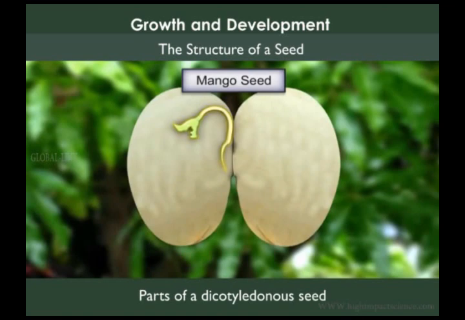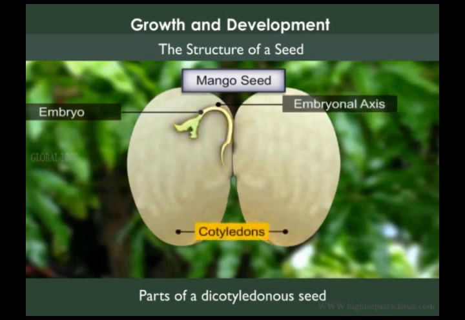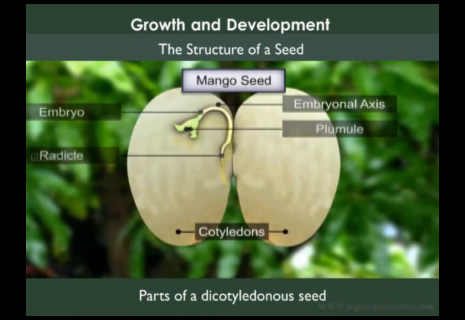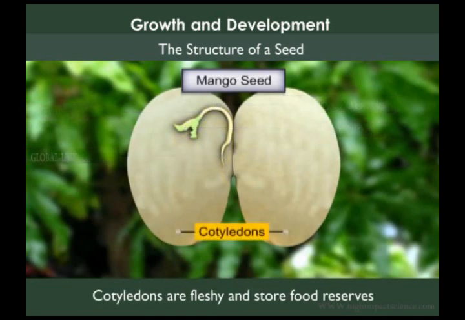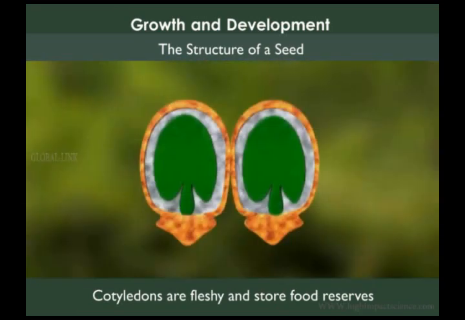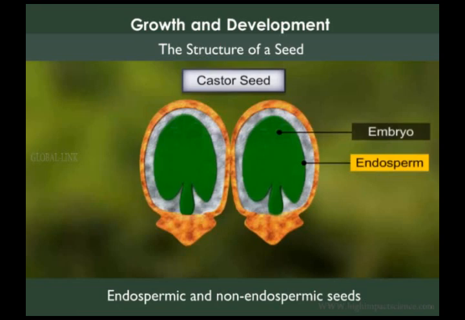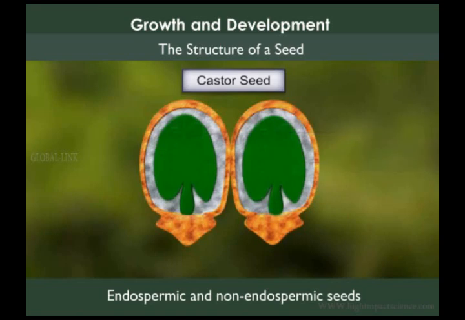Inside the seed coat lies the embryo, which comprises an embryonal axis and 2 cotyledons. At the 2 ends of the embryonal axis lie the plumule and the radicle. The cotyledons are often fleshy and store reserve food materials. In some seeds, such as castor, the developing embryo is surrounded by a nutritive tissue called the endosperm, which stores food and helps the embryo grow. These are called endospermic seeds.